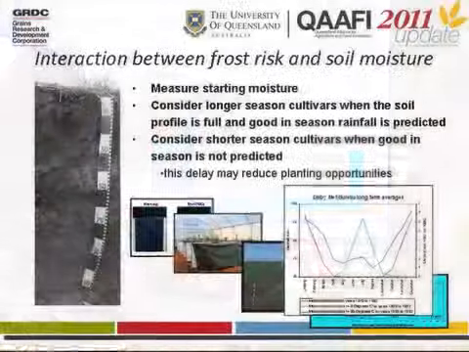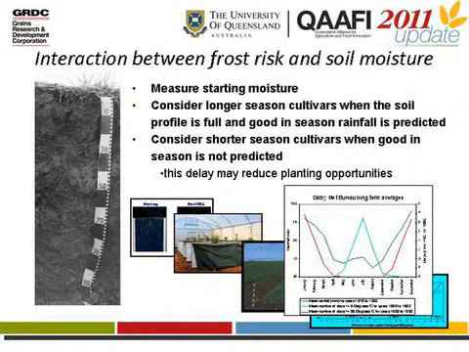Your crop will be there for more rainfall events, you'll get more biomass build up, and you'll get a higher yield. But if you haven't got a completely full profile, if it's not looking good for in-season rain, you're better off to go for a short season crop, because you won't run such a high risk of running out of moisture late in the season. The trade-off with that is that as you delay planting, the rainfall's dropping off and your planting opportunities are receding rapidly.